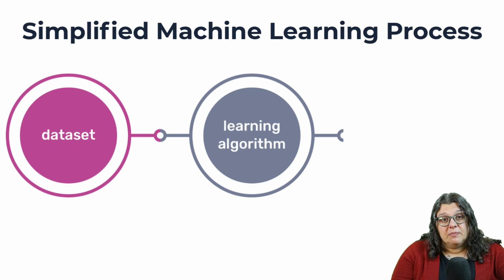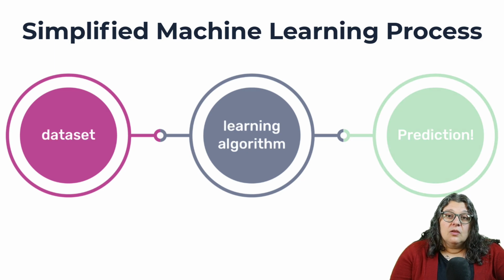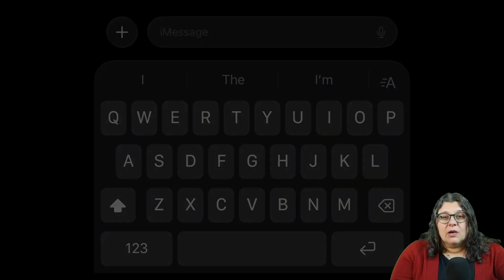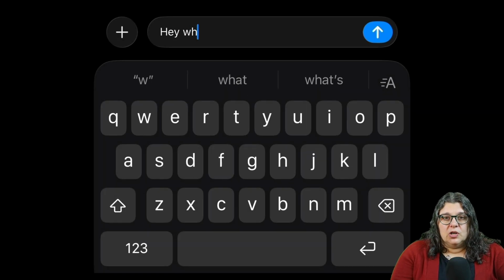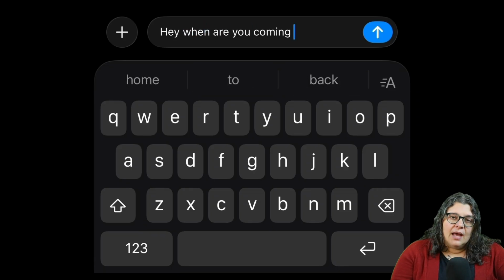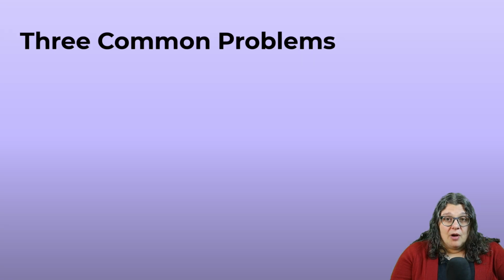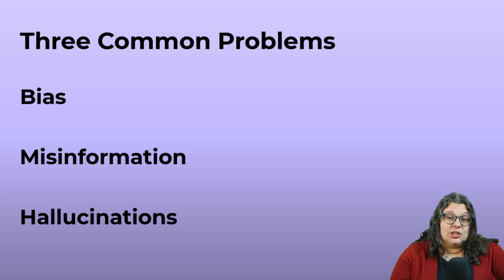Finally, after learning patterns from the dataset and learning how people prefer responses, the model is ready to make predictions and generate new text. Like when your phone suggests the next word in a text you're sending, it isn't guessing randomly, it's drawing on patterns it has already learned. AI can be powerful, but it's not perfect. Three common problems to be aware of are bias, misinformation, and hallucinations.